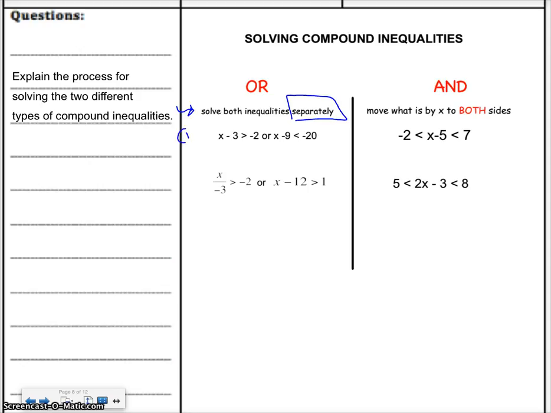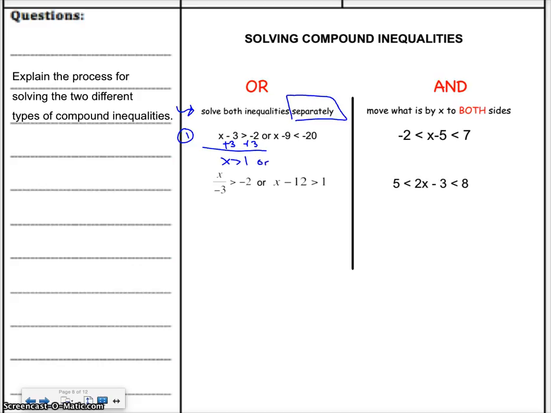So, given this first one, I have x minus 3 is bigger than negative 2, or x minus 9 is less than negative 20. I cannot graph this because the x's are not alone. So I need to solve both of them. So I'm going to plus 3 to my inequality on the left side of the OR, and you get x is bigger than 1.